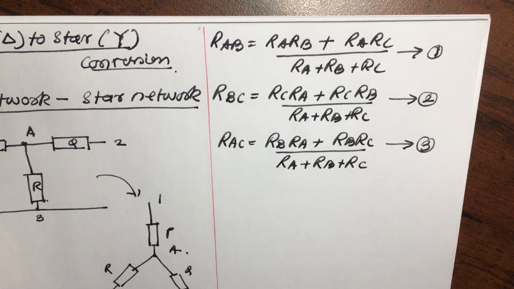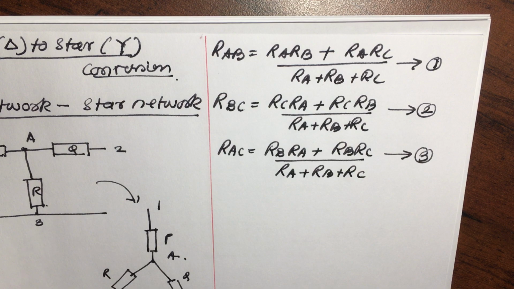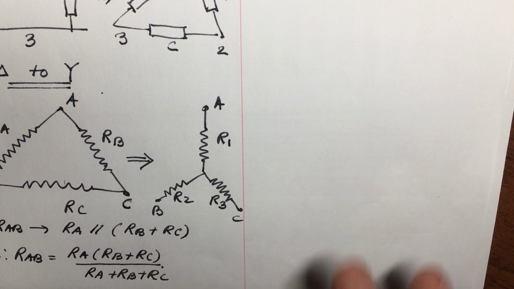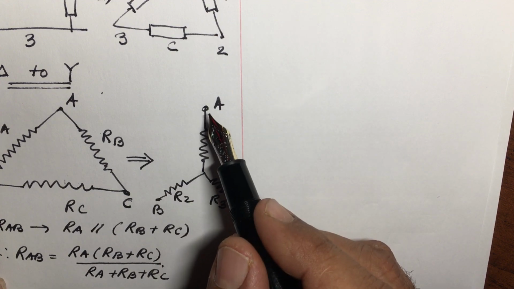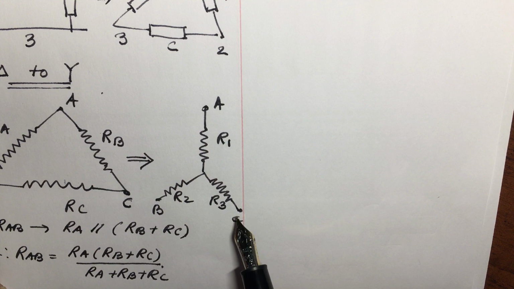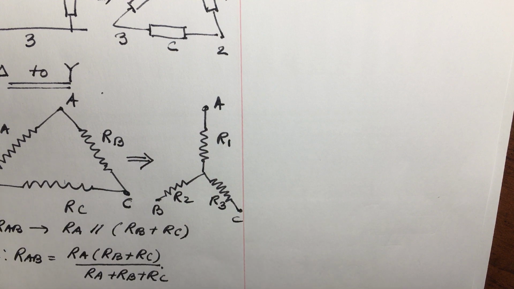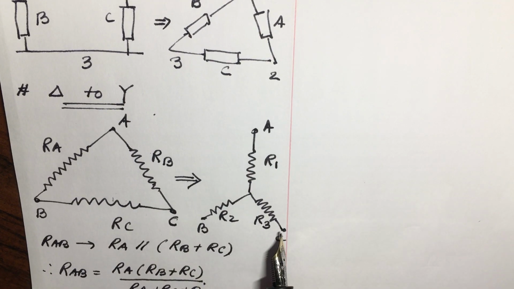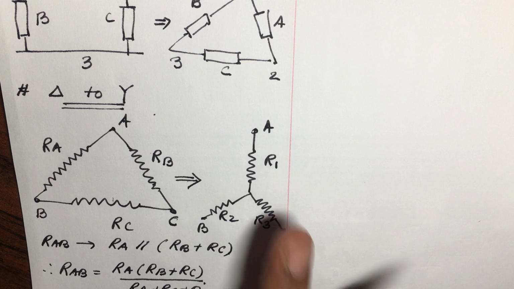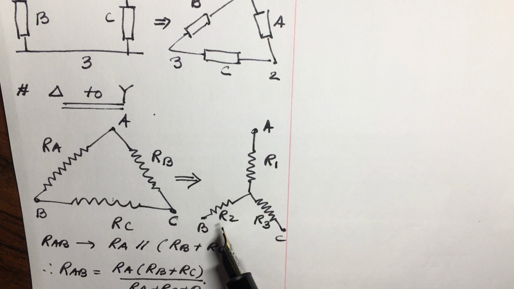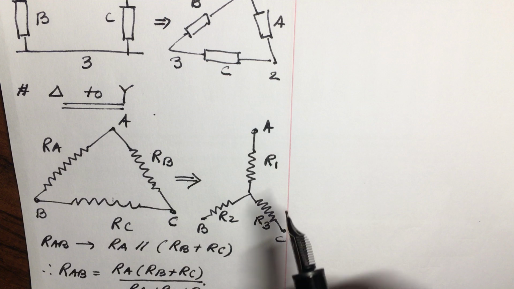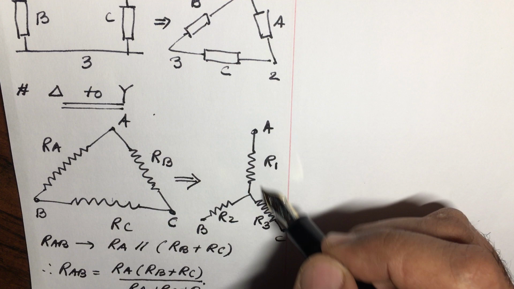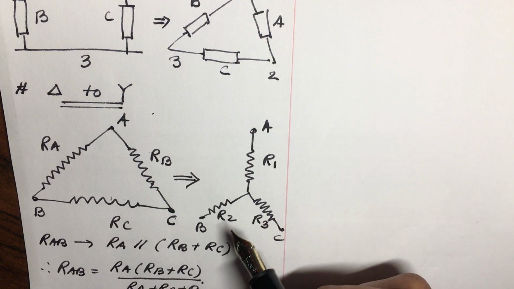Now, this is for the delta network. Now, let's talk about the star network. If you have the star network, if you want to find out RAB, that means the resistance between A and B, where this end, let us say, is open. Now, if this end is open, then the resistance between A and B, this will not be there. Then R1 and R2 are simply in series. Similarly, if you're talking about between B and C, then these two are in series. If you're talking about A and C, then these two are in series. This end is open, so that is not important for us.